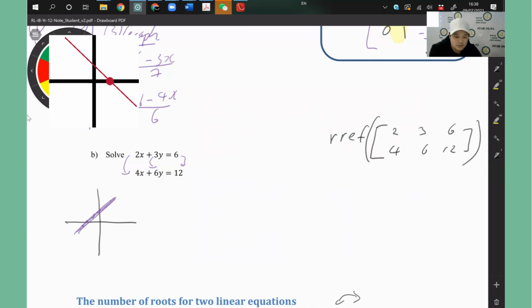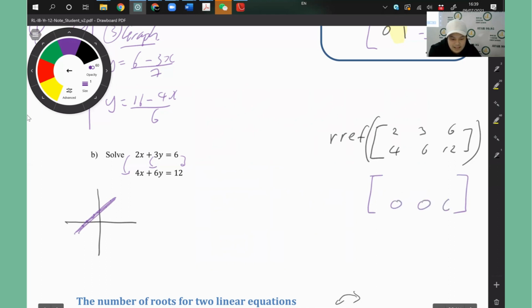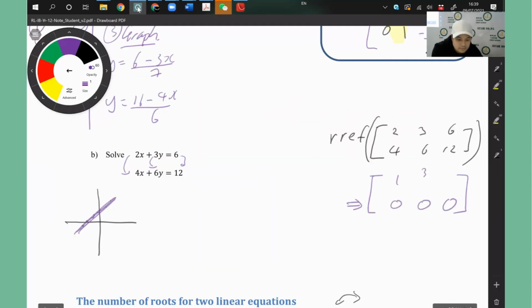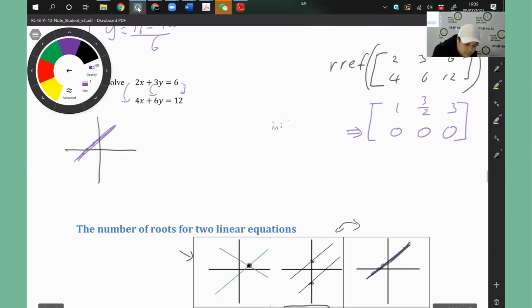So in this case, your double REF outcome is not an identity, and the last row is 0, 1, 3 on 2, and 3. Okay, because they have infinite solutions. Yeah, infinite solutions. Then the question is, how do I get the answer then?